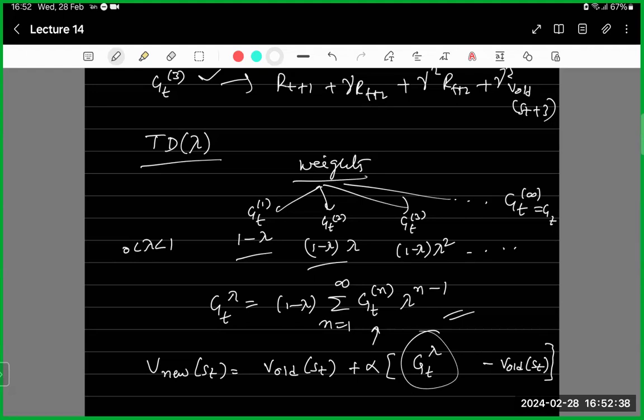Okay. We have seen that Monte Carlo update is an offline update, right? Why is it an offline update? Because to get a GT, you have to run one full episode, right? So is TD lambda an online rule or an offline update? Why? Because you need all GTs. You need GT also, the Monte Carlo GT infinity also. So the way I wrote this TD lambda, this looks like an offline update rule.